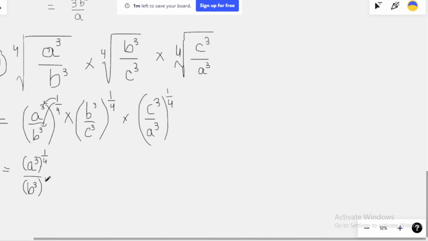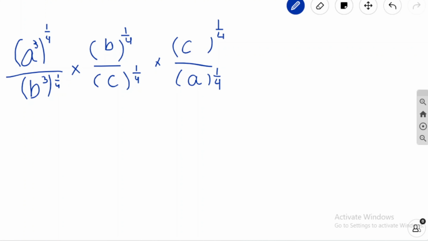We do a similar thing over the next root, b cubed raised to the power 1/4, because the whole group was raised to the fractional exponent 1/4. The rule of indices, or powers, says that we can distribute it in the numerator and the denominator. So here we have a power inside, and outside the bracket we have another power, and by the rule we multiply them.